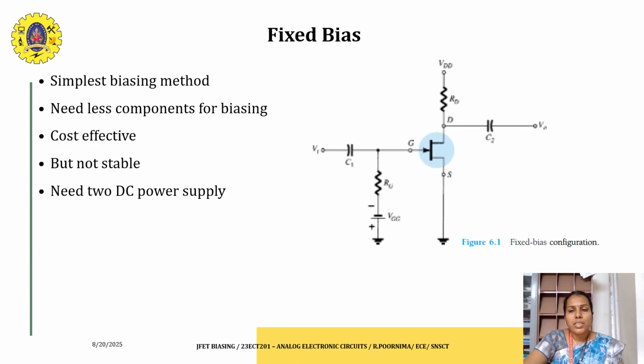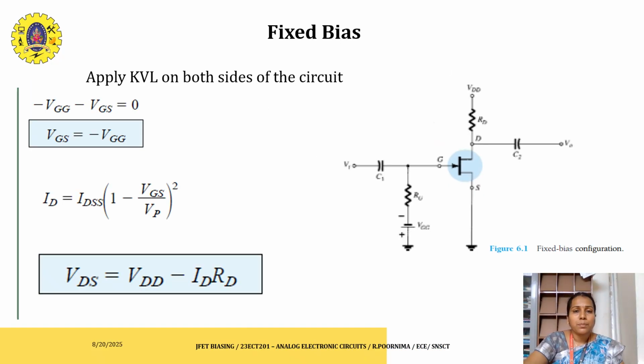JFET is operated in the gate source reverse biased condition, and we have Vi as the input signal and V0 as the output signal, connected through the coupling capacitor. This method is known as fixed bias, because the bias given to the gate is a fixed value. This is a cost effective method, but the limitation of this fixed bias circuit is that it is not stable. The stability is poor in this fixed bias method.